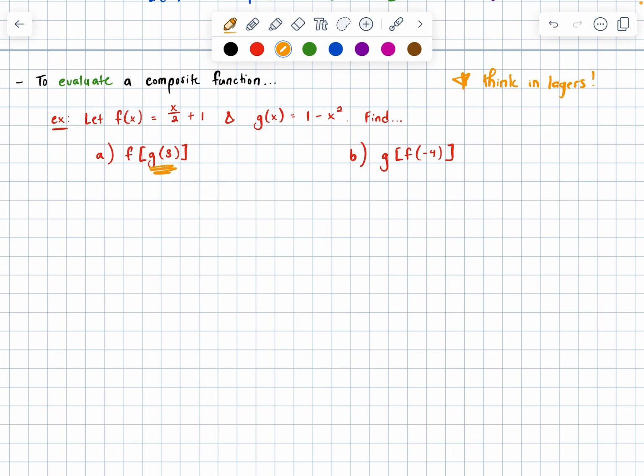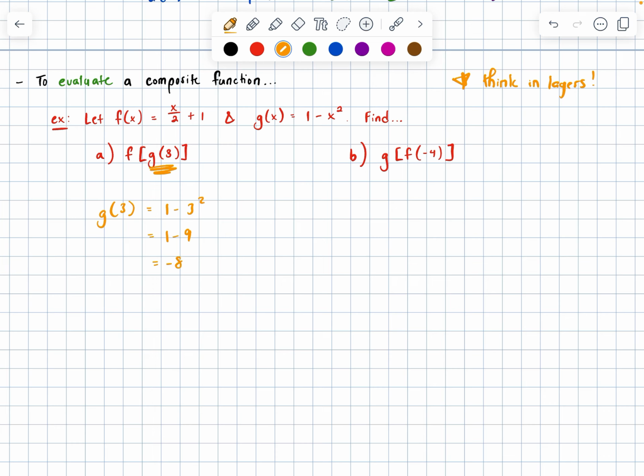My innermost layer, notice I want to find what g of 3 is. Well, g of 3 is easy enough to find. All I need to do is take that function g of x and evaluate it when x is 3. So I have 1 minus 3 squared, which I, of course, can simplify. This would become 1 minus 9, which is equal to negative 8.